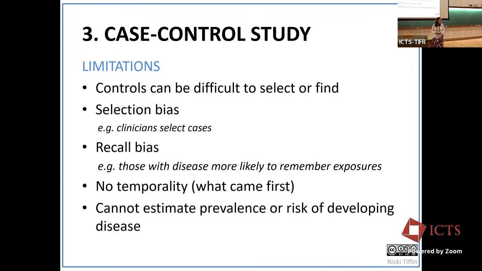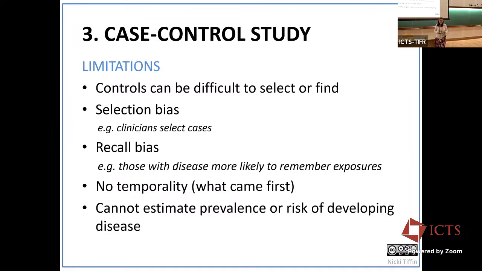Yeah. So it can be difficult to get controls. Actually, this is often one of the more difficult parts of a case control study, and it can be difficult to select controls that are truly close enough to the cases, that the people are similar enough that you're not getting a biased control set. You also have some selection bias. So sometimes the way clinicians select the cases, they might select people for a study if the people are more ill or they present in a certain way or it's a particular interest of theirs. You have recall bias because you have to speak to the people who have the illness and who don't have the illness and ask them about exposures that they've had.